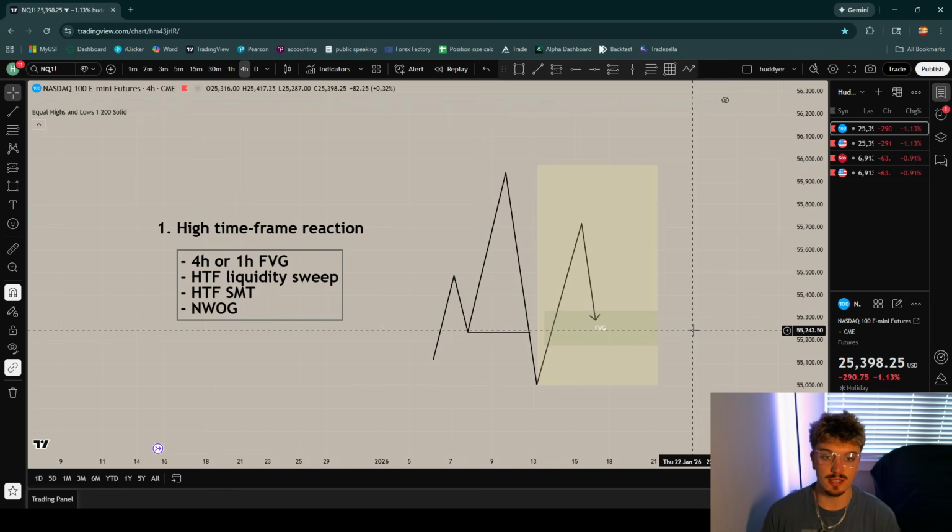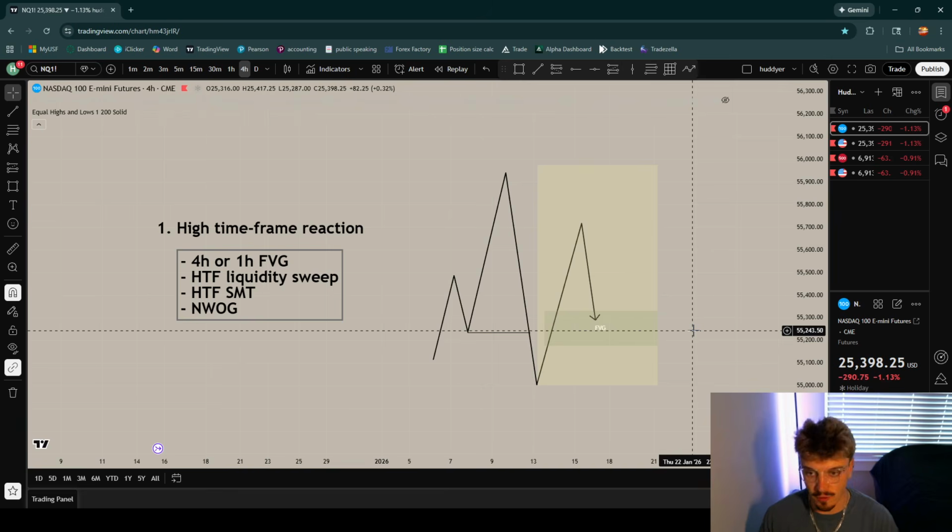I'm going to want to see a reaction off of a 4-hour or a 1-hour fair value gap, right? Now, it doesn't always have to be like this, okay? One of my students had a question the other day. They hit me up and said, I saw that we went short after we were delivering off of a bullish 1-hour gap. Was that not a good idea for me to go short? Was I right for sitting out?